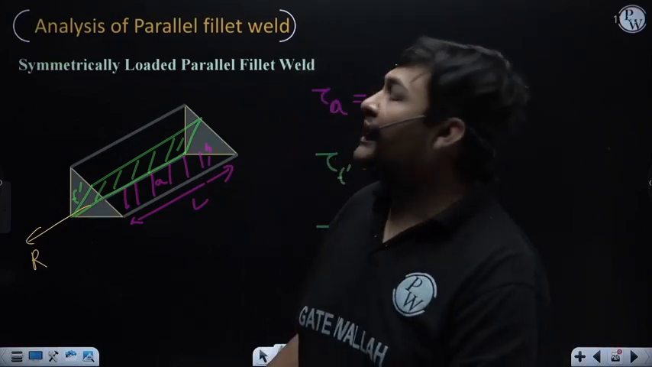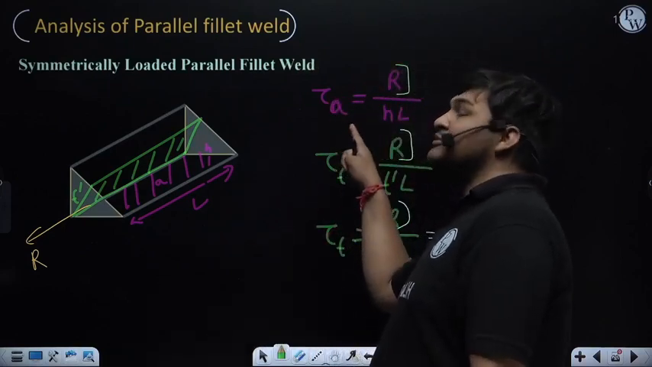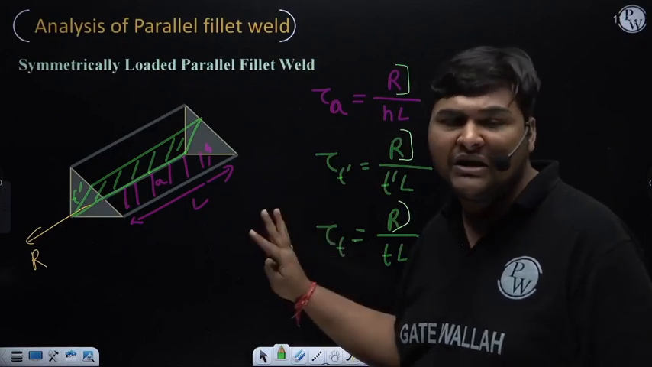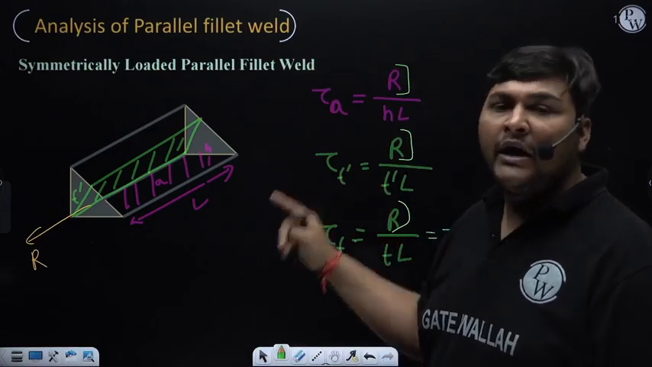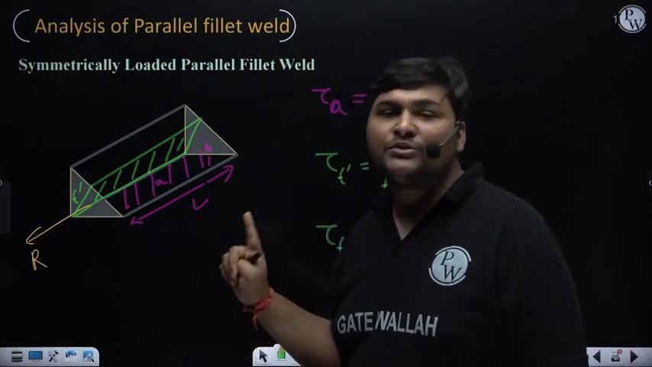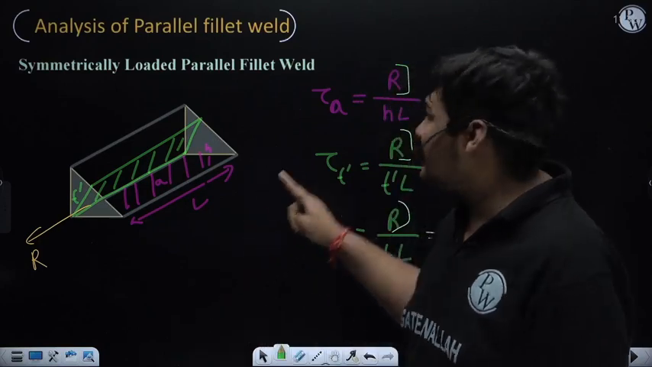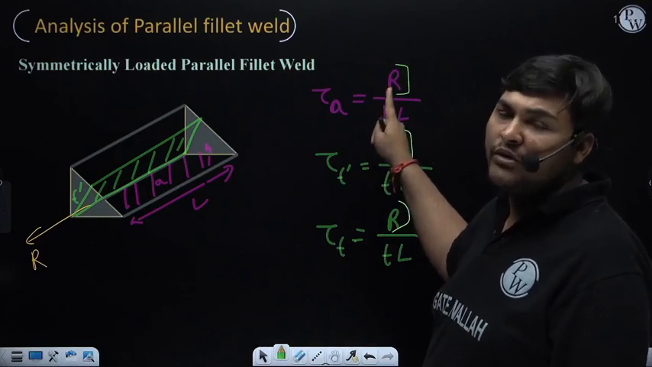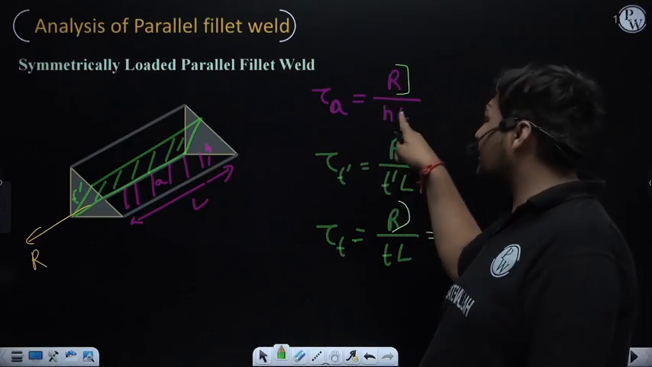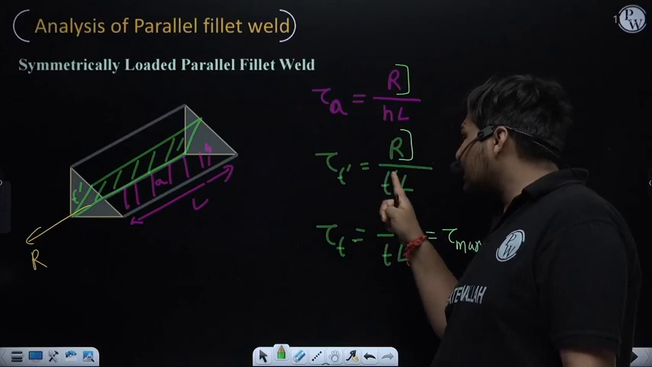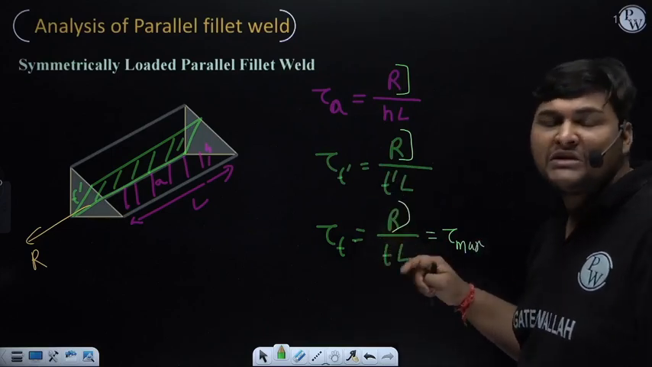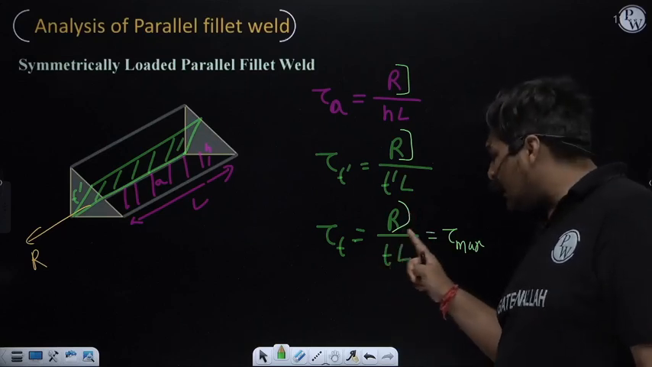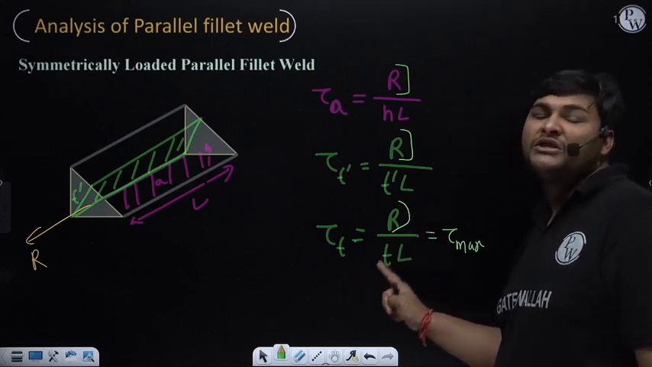We need not bother about what shear stress will be induced in the leg plane, what shear stress will be induced in the T dash plane. I have already discussed that in all planes, in case of parallel fillet weld, shear stress will be induced. The formula to calculate that shear stress is force divided by the area of the plane in which we are calculating shear stress. If you are calculating shear stress in the leg plane, it will be the leg area. If you are calculating at the T dash plane, it will be T dash L, meaning the plane area, that is T dash into L. If you are calculating in the throat area, we will divide R by the throat area, which is TL.